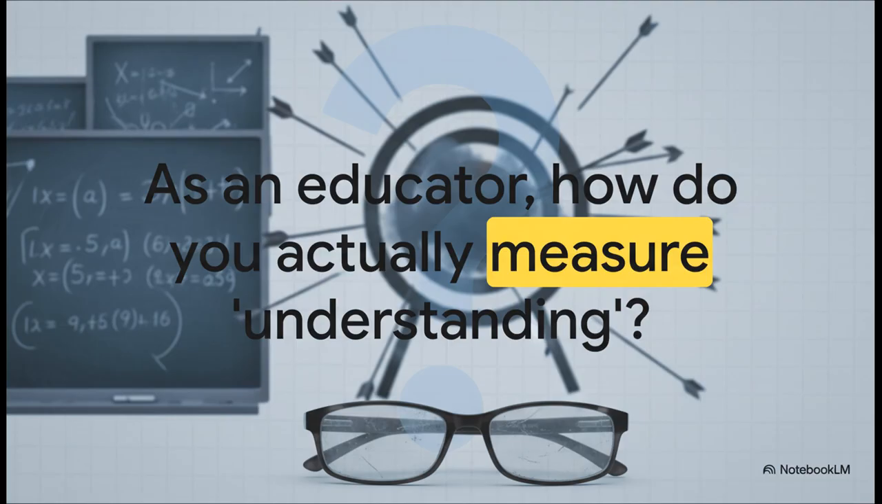So here's a classic problem, right? We say things all the time like, the goal is for students to understand the topic. But what does understand even mean? How on earth do you grade that? It's super vague for you, and it's just plain confusing for your learners. You know, if the target is blurry, hitting it is pretty much a matter of luck.